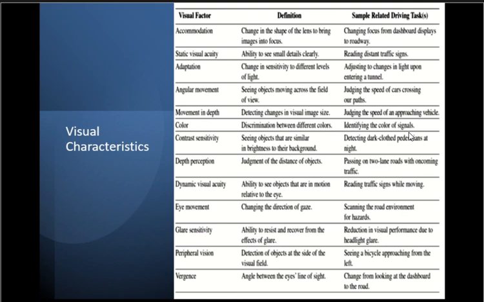Then we have eye movement, which is changing the direction of the gaze, changing the direction of the eye from side to side, looking at hazards, roadside objects and so on. Glare sensitivity is related to adaptation. I told you adaptation means change in light condition, adjustment to change in light. Glare is also adaptation to change in light, but extreme light.